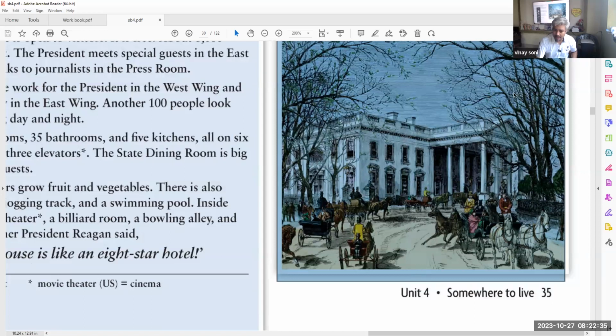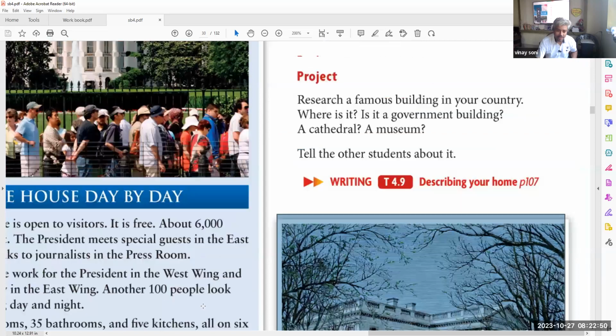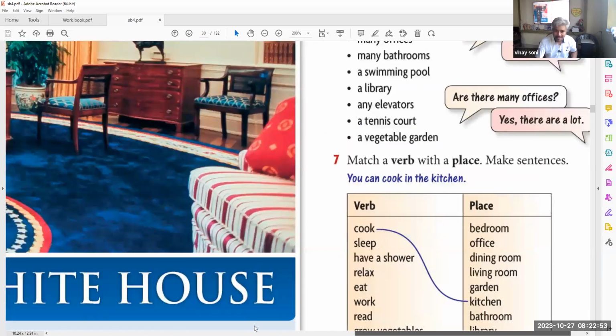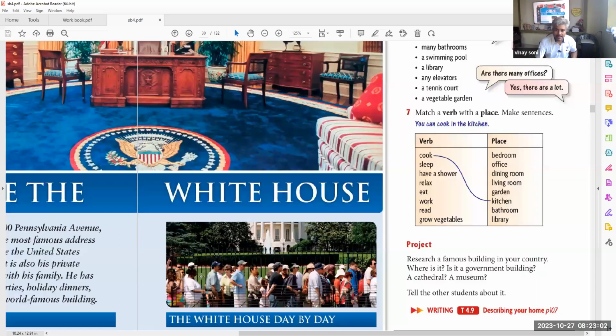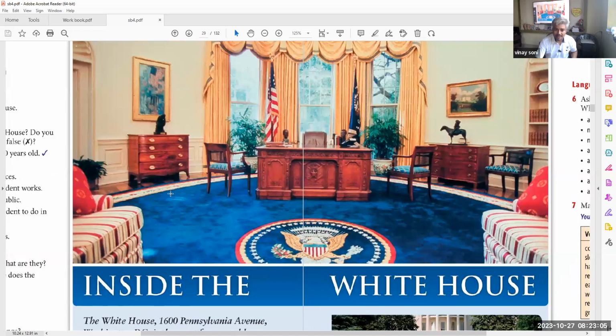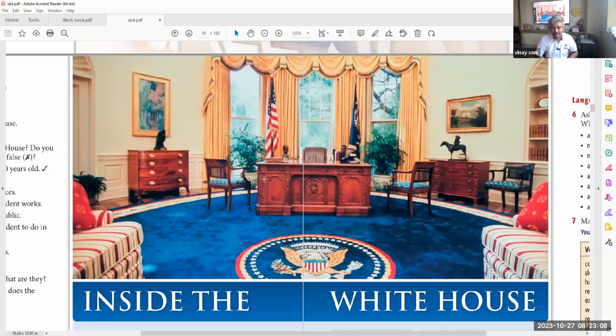There are trees, but there are no leaves on these trees. Perhaps it is the winter season, maybe autumn season. The White House in the old times. And what about the main structure here? This is the inside of the White House, guys. Inside the White House. Looks amazing, doesn't it? It looks absolutely gorgeous.